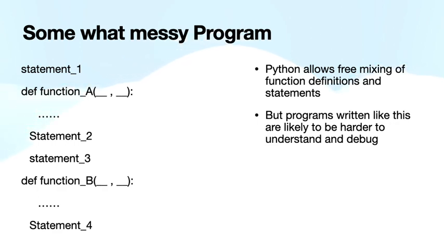Also, jumbling up the order of statements and function definitions in this way makes it much harder to read the program and understand what it is doing. Though it is not required by Python as such, it's strongly recommended that all function definitions should be put at the top of the program and all the statements that form the main part of the code should follow later only, like we have seen in the previous slide.